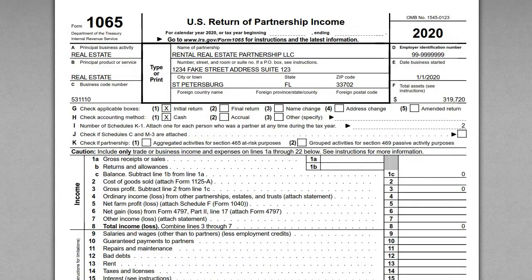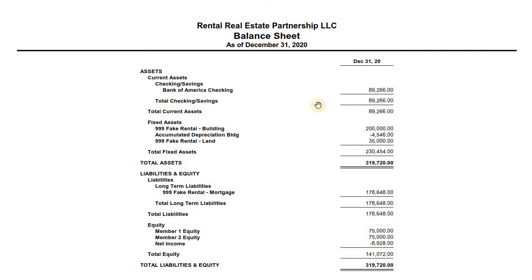So let's flip up to page 1 of the 1065, and let's also move over quickly to the actual financial statements for this LLC. So here we have the company's financial statements, Rental Real Estate Partnership LLC. Again, this is a 2-partner LLC, so we have member 1 and member 2. Each member put in $75,000 in cash. So that was their initial equity contribution to get the entity up and running. And then what they did is they went out and bought a single-family home. It's 999 fake rental property, right? That's obviously not a real address, but they bought a single-family home for $235,000.